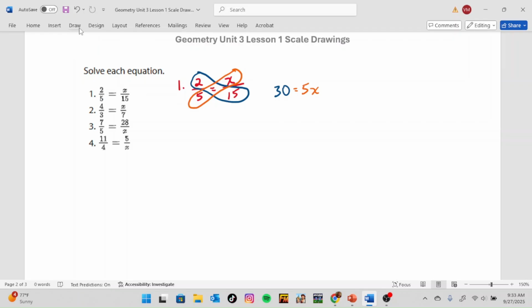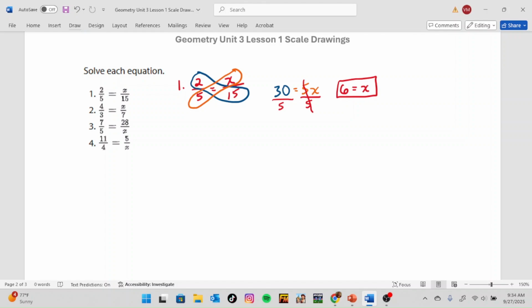So now once I have 30 equals 5x, I'm going to do the opposite of 5 times x, which is divide by 5. But if I do it to one side, I've got to do it to the other side as well. Anything divided by itself just becomes 1, and so now I have my answer. 30 divided by 5 is 6, and that equals x.